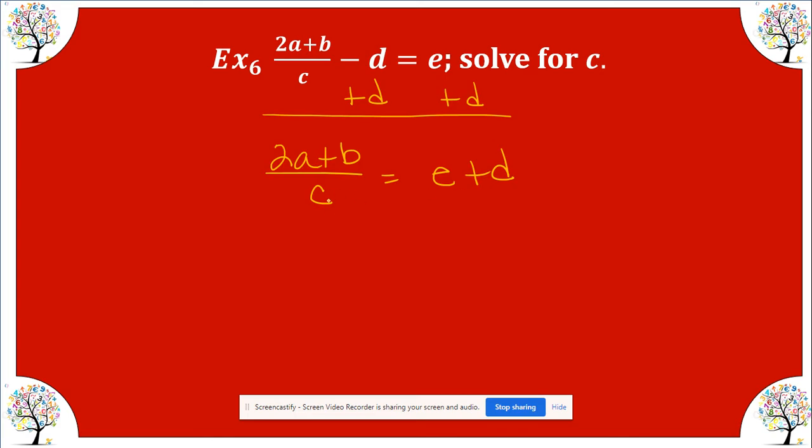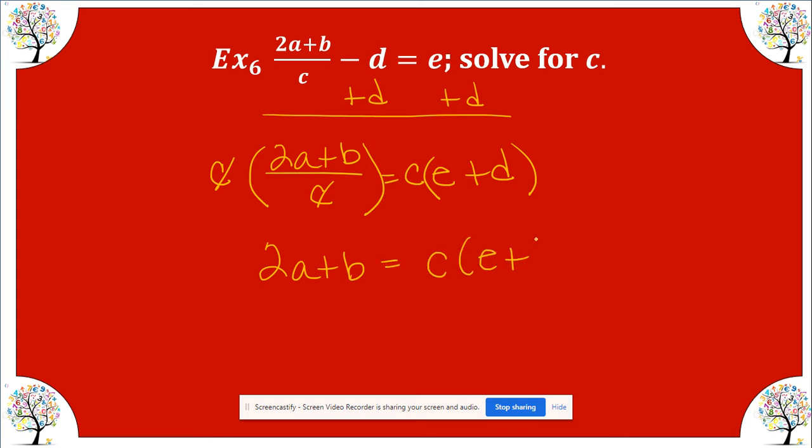Now we're trying to get to this C, and when you have that variable in the denominator, we are going to have to move this right now. So I'm going to multiply to get it out of the denominator. We're going to multiply both sides times C. So this is one of those cases where you will move the variable you're trying to solve for. Now the variable that we're trying to solve for has moved to the opposite side. So we're still keeping our eye on the variable we're solving for. So this is saying C times the sum of E and D.